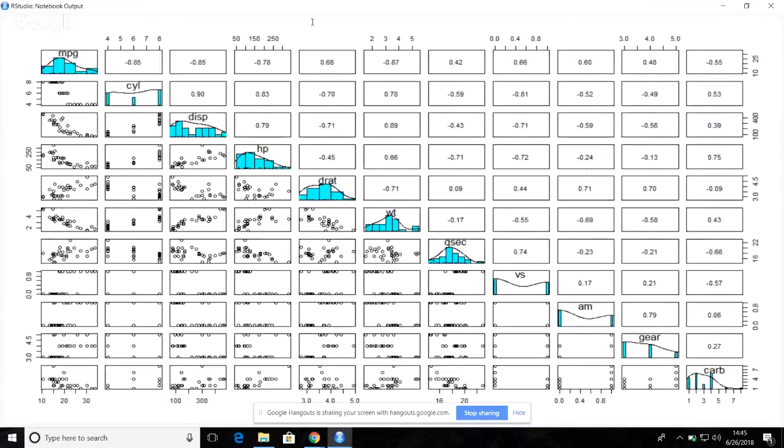You can see the scatter plots of all the variables against each other, and above the diagonal, you have all the correlations. So this gives you a really good idea of where to get started. What would you like to model?